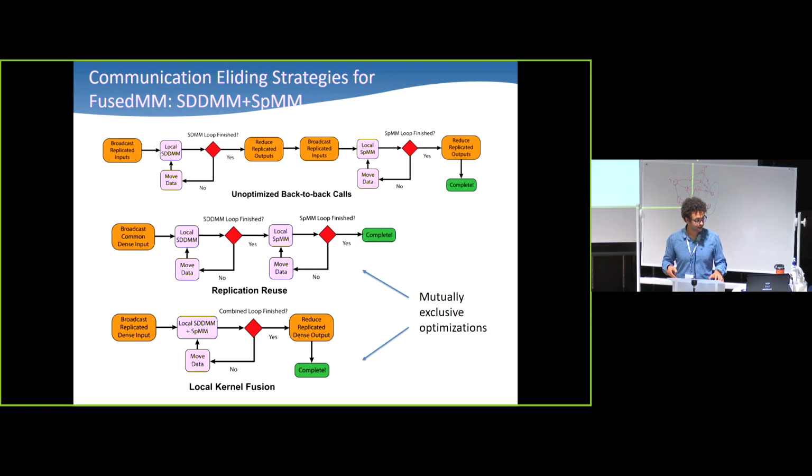So he came up with a few algorithms for fused MM, for distributed memory, that have a bunch of optimizations that avoid redistributing intermediate values. So you can either do local kernel fusion or replication reuse, because these communication avoiding algorithms do replication, again, to reduce communication. So you don't need to replicate in the middle of the computation. These are mutually exclusive optimizations, so you can't apply both.